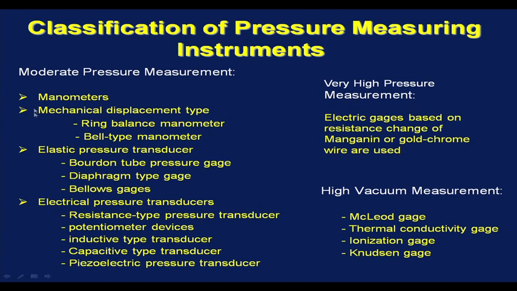So, you have various manometers, various elastic pressure transducers such as Bourdon tubes, diaphragm types, bellows gauges, and various electrical pressure transducers for measurement of moderate pressures. For measurement of very high pressure, normally electric gauges based on resistance change of manganin or gold chrome wire are used.